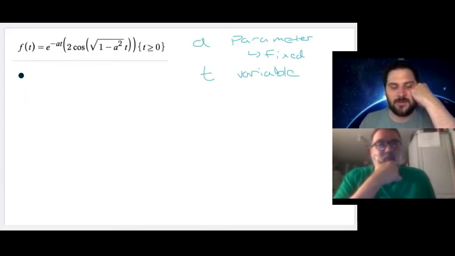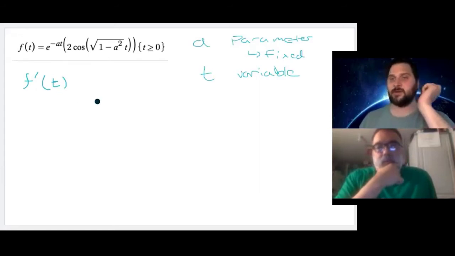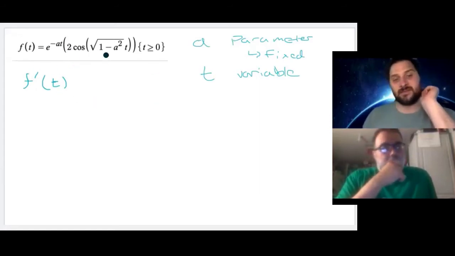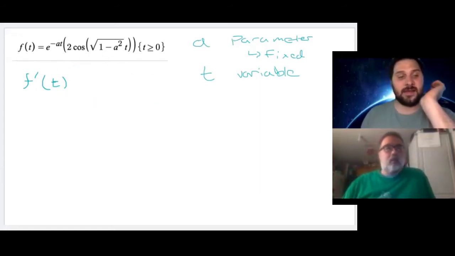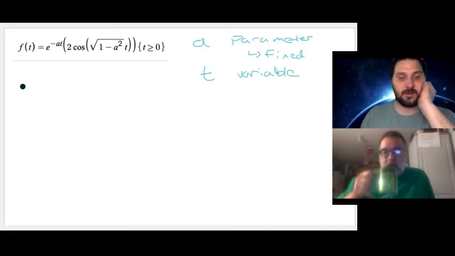So if I were to write f prime of t, I'm not really mentioning, it's sort of implied, that I'm taking the derivative with respect to t because t is the only variable there. But I've got this other letter flying around, and that can be confusing. So maybe to be explicit, I'll just use the Leibniz notation.